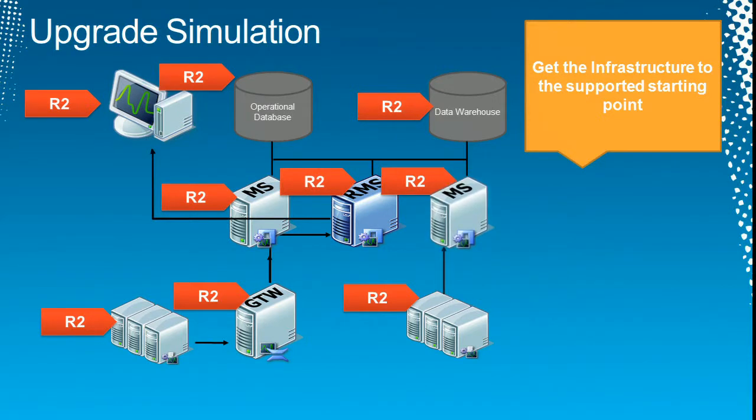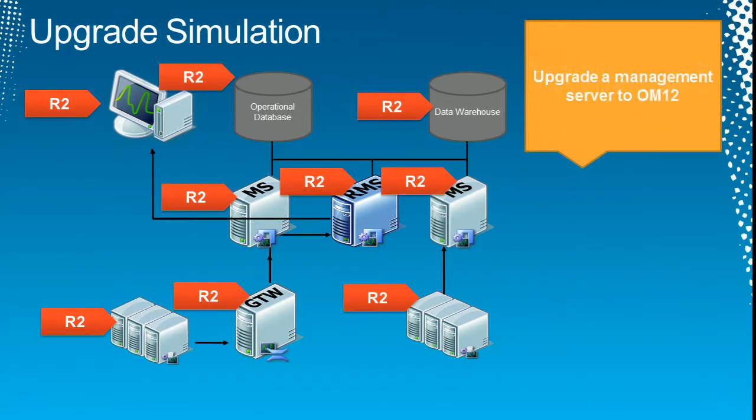And so it looked like this. At this point, we're still R2. We've done nothing. We haven't installed any new OM12 bits at this point. But where we are right now, we're at a great starting point. Everything meets the requirements for OM12. We can actually start the upgrade. And this is a very different upgrade than what we had in R2.